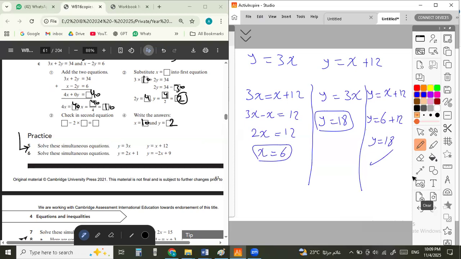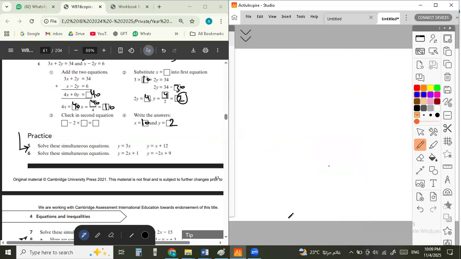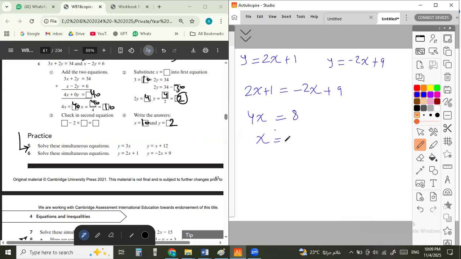Let's start here at the second equation. The second equation here says y equals 2x plus 1 and y equals negative 2x plus 9. So 2x plus 1 equals negative 2x plus 9. Get the x's together, so send this over there with the positive sign. 2x plus 2x is 4x equals 9 minus 1. I'm going to get the positive 1 to the other side, negative. So 9 minus 1 is 8. So x is 8 divided by 4, which is just 2.